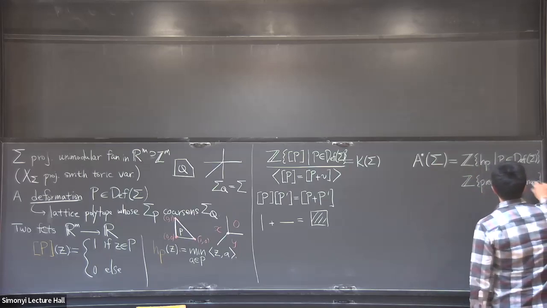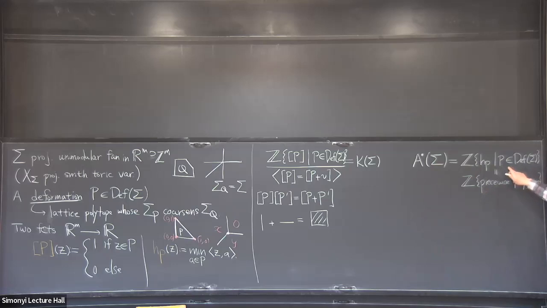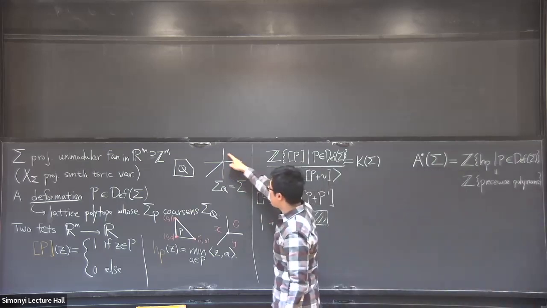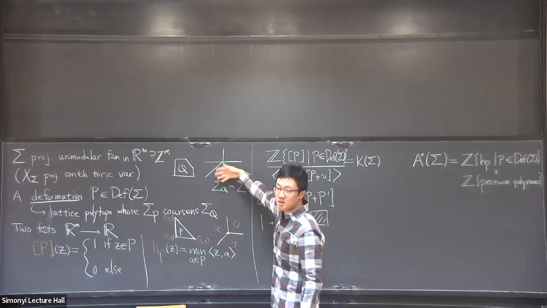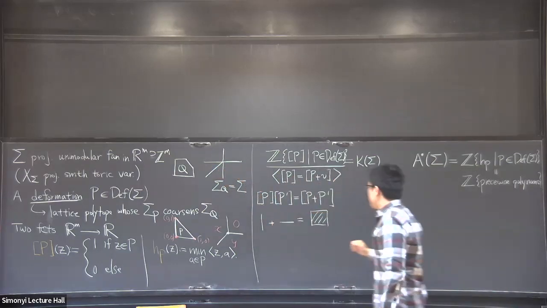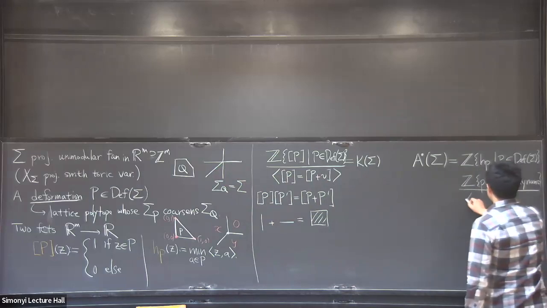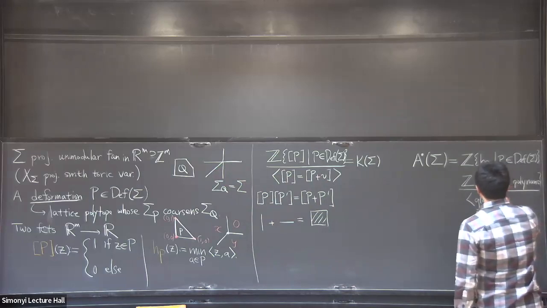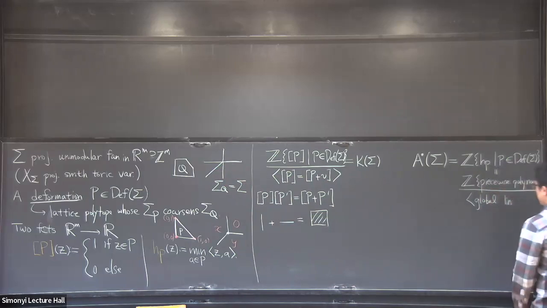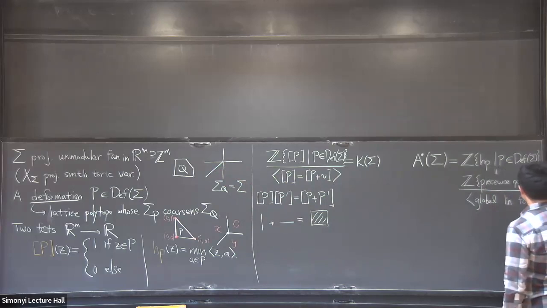So the claim is that these piecewise linear functions arising from support functions of deformations actually generate all piecewise polynomials, where the requirement is that you have polynomials on each of these such that they agree wherever the two cones meet. A priori, this is not too clear, but you can trust me. And then modulo the ideal generated by global linear functions inside the ring of piecewise polynomials.